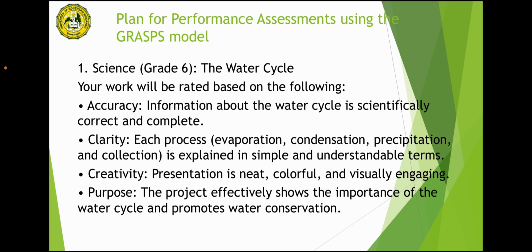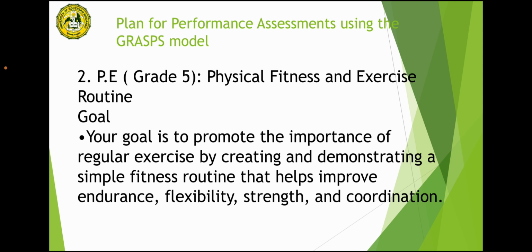The accuracy: information about the water cycle is scientifically correct and complete. Clarity: each process, evaporation, condensation, precipitation, and collection, is explained in simple and understandable terms. Creativity: presentation is neat, colorful, and visually engaging. The purpose: the project effectively shows the importance of the water cycle and promotes water conservation. So number 2 example is the physical education in grade 5.